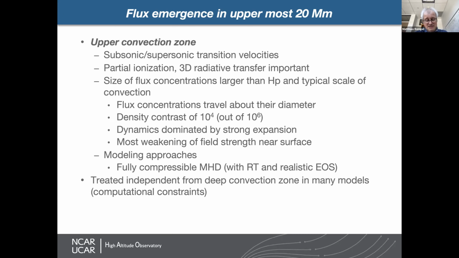these surface layers, and this can be only modeled very well by doing fully compressible MHD with radiation transport and an equation of state which accounts for partial ionization. But it also gets more expensive. So very often this has been modeled in the past in separation from the deeper convection. So mostly due to computational constraints, but people have been relaxing these constraints over the past few years.